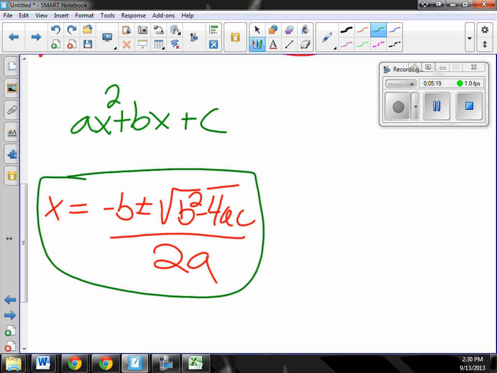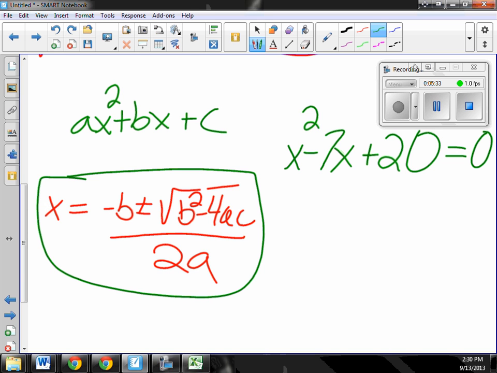So if I gave you x squared minus 7x plus 20, I could complete the square to find out where this equals 0. Or I could just plug the numbers into the quadratic formula, and it will give me the same answer. The only difference is when you do the quadratic formula, there's sometimes a little bit more simplification. Yes?